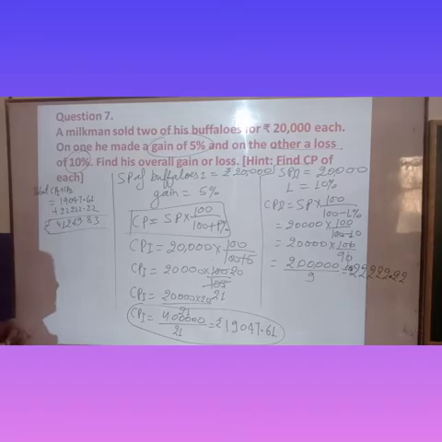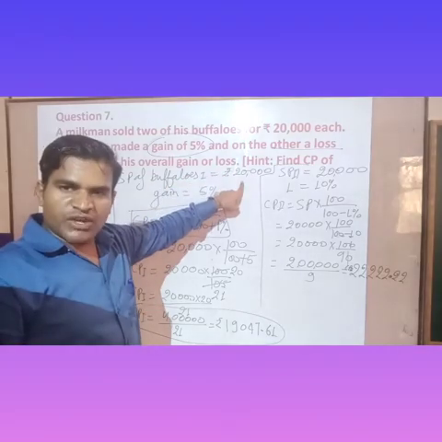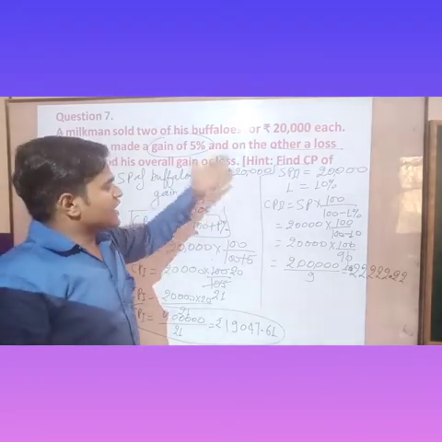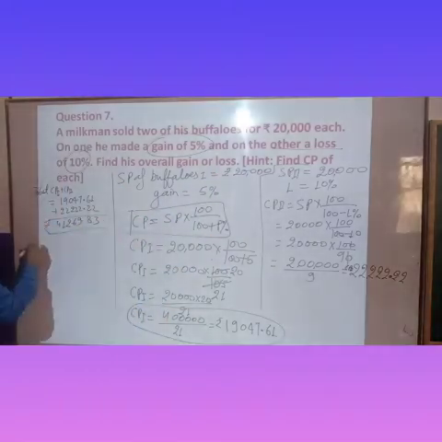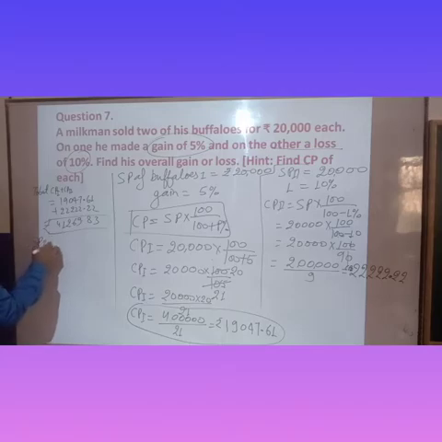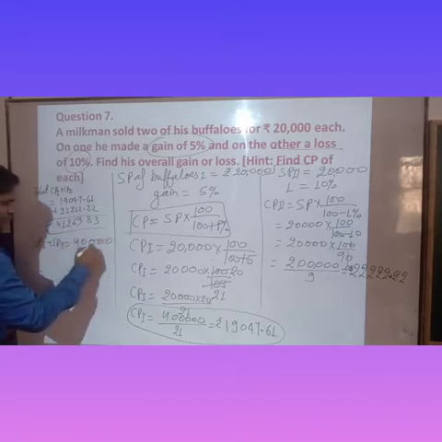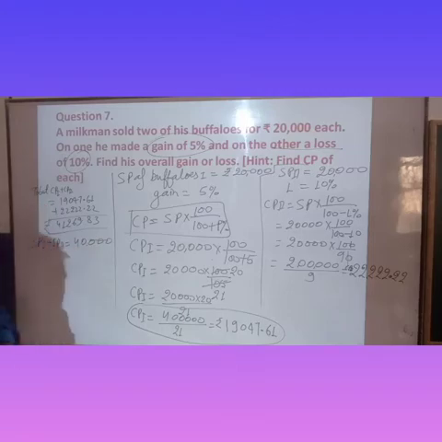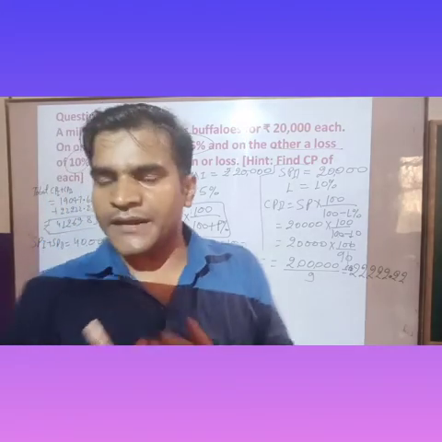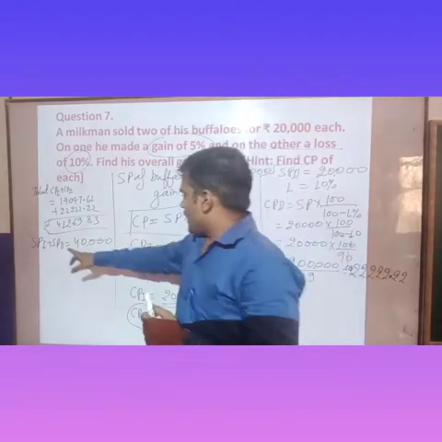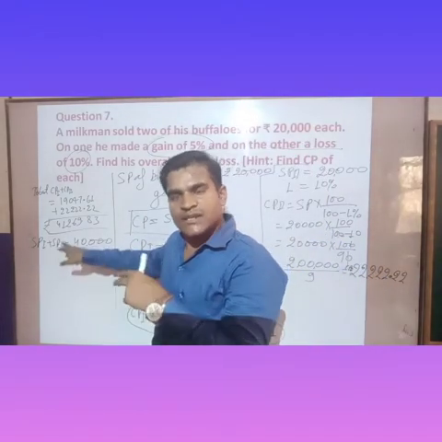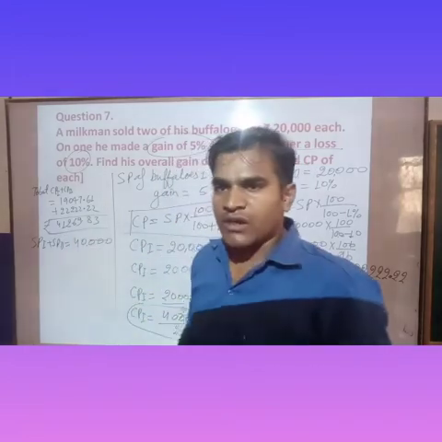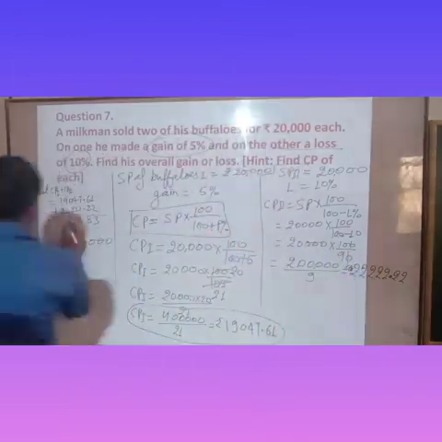And for the total SP, 20,000 is the first buffalo sold, and the second also 20,000. So total SP will be SP first plus SP second, that is 40,000. So children, overall will there be loss or gain? Here SP is less than the CP, so there will be a loss.